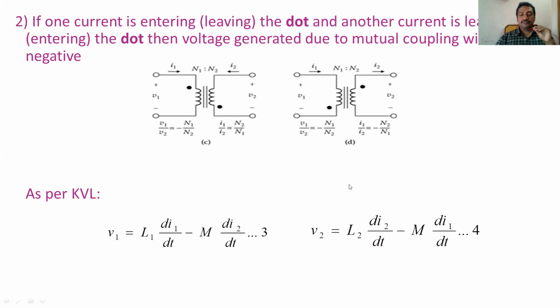Similarly, here also the self-induced EMF is L2 into di2 by dt minus M into di1 by dt. Why do we put the minus? Because one is entering, another is leaving. One is leaving, another is entering. So the mutual induced EMF sign is minus. Remember, dear students, the mutual induced EMF sign can be identified by knowing the dots only, by placing the dots: where you place the dot, entering side or leaving side. What is the meaning of entering? The current enters along the arrow, or the current leaves away from the arrow.